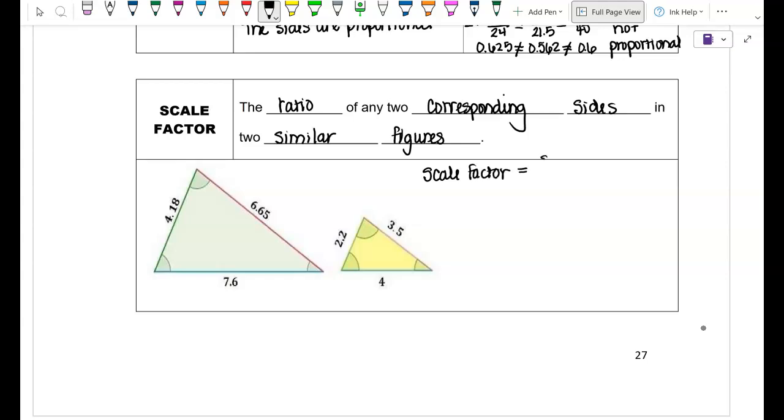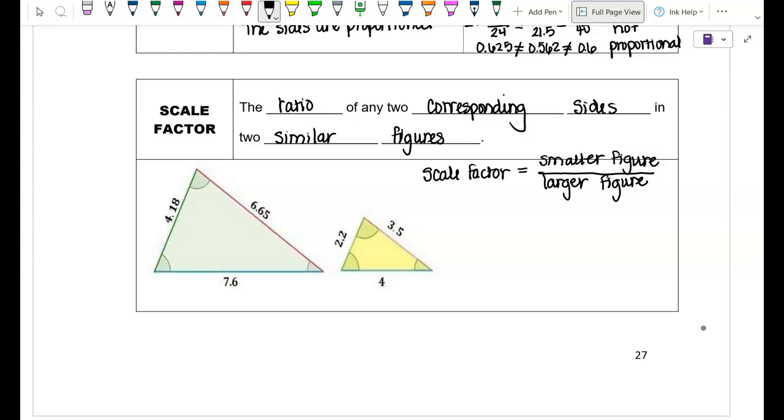And again, if they ask for the smaller figure to the larger figure, that means the smaller figure number goes on top and the larger figure number goes on bottom. Whatever they mention first becomes our numerator. What they mention second becomes our denominator. Just like we had in those shadow word problems, the order mattered.